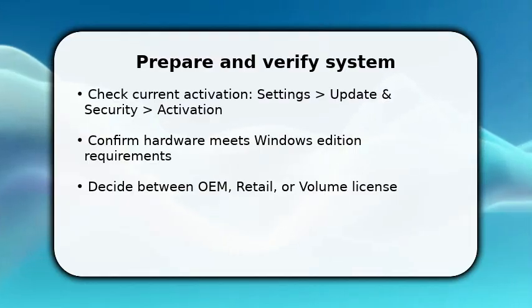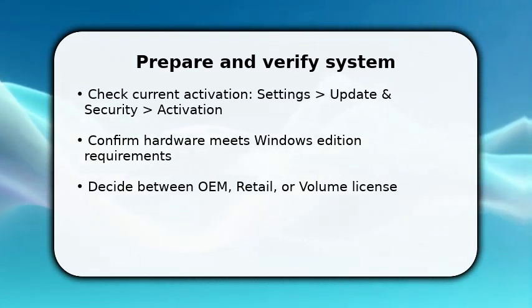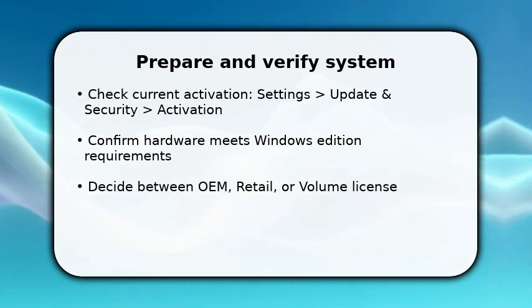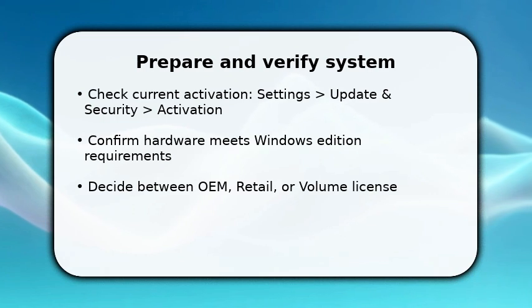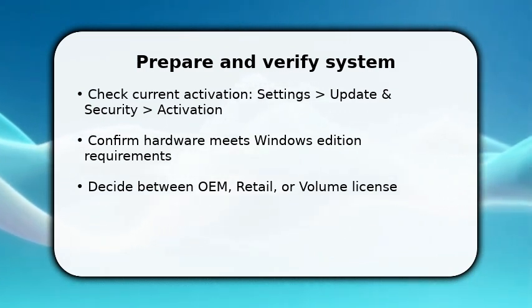You start by confirming what you already have and what you need. Open Settings and check Activation so you know whether Windows is unlicensed or eligible for a digital license. Once done, verify CPU, RAM, and storage meet the target edition's requirements because licenses map to editions.